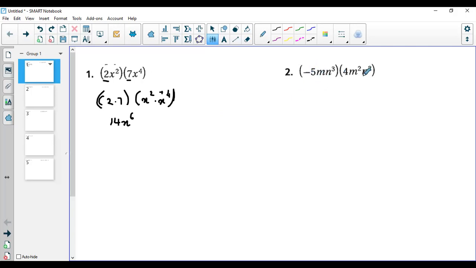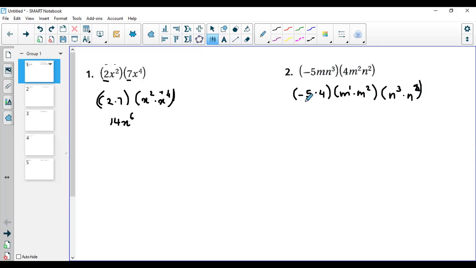So the first thing, group the bases and then the exponents. So when you group the bases, it's going to be -5 multiplied by 4. And what's next? We have m here. That's the power of 1, right? Multiplied by m square. And the next one is n cubed multiplied by n to the power of 2.